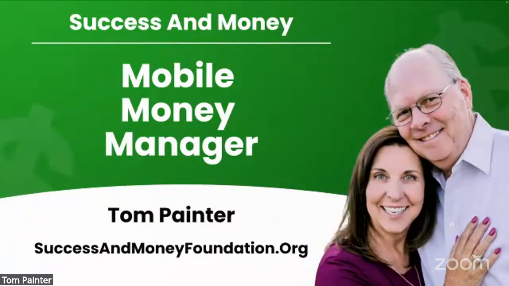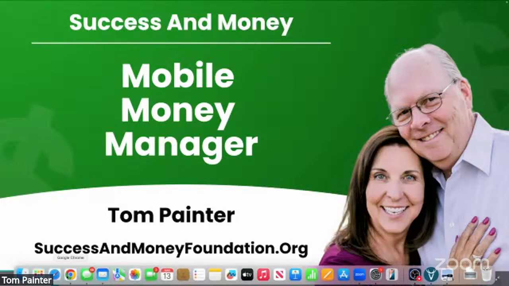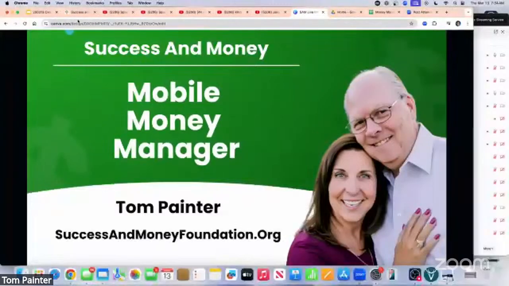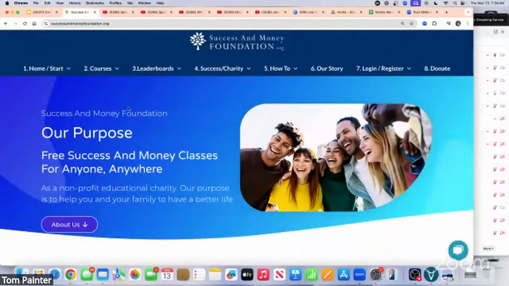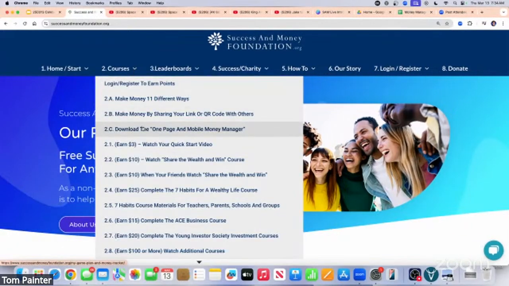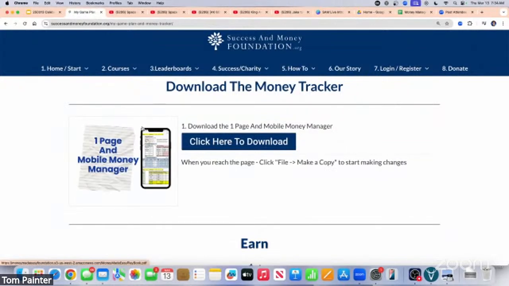So you're simply going to come here to the website, to the Success and Money Foundation website. So let's go there now. And so when you come here to the Success and Money Foundation website, you'll see over here under courses, under number 2 courses, 2C, which is to download the one page and the mobile money manager. So if you're on your phone, you'll go right here, and then what this is going to pop you up to this page. Now I'm showing you what it is on the computer, but you're going to do the exact same thing on your phone.